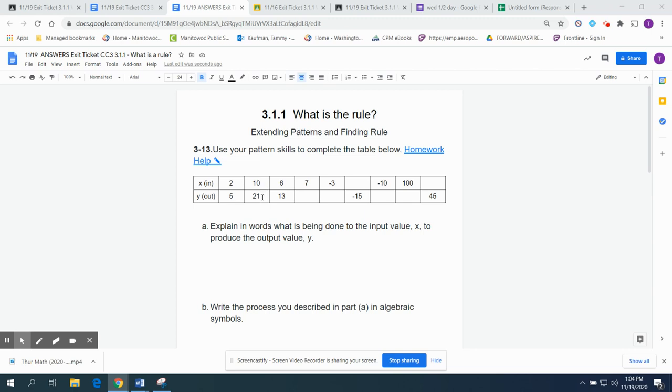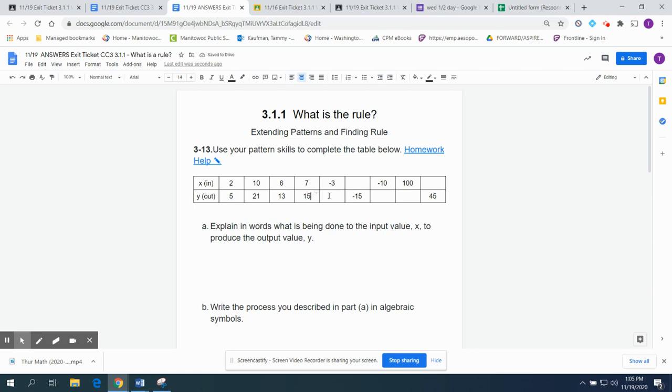But I know that 10 times 2 only gives me 20. So I wonder if it's 10 times 2 plus 1, because that would give me 21. And then I'm going to try it here. Well, 2 times 2 is 4 plus 1 is 5. That seems to work. So I go to this next one, 6 times 2 is 12. That works. So 7 times 2 is 14 plus 1 is 15.